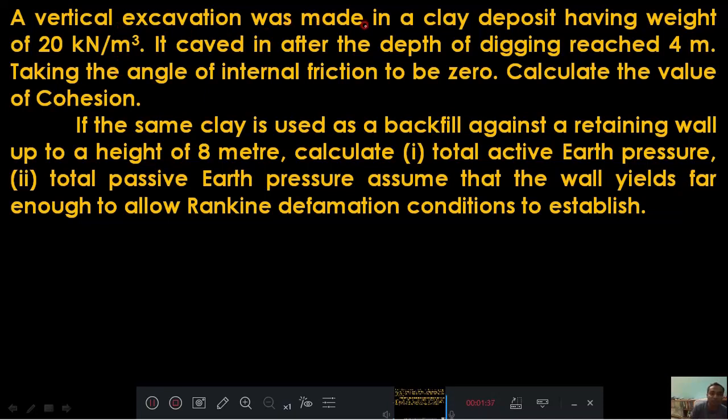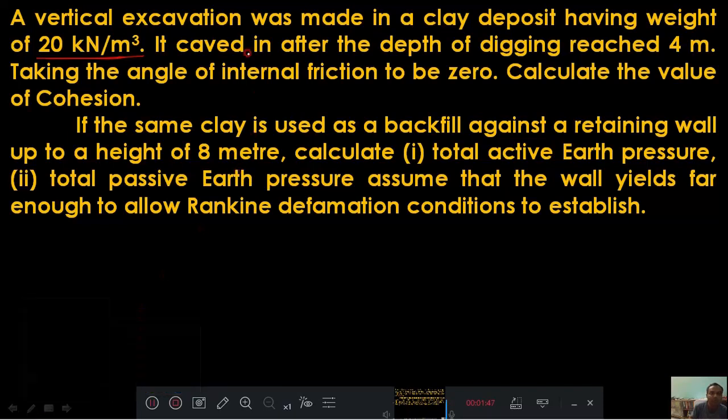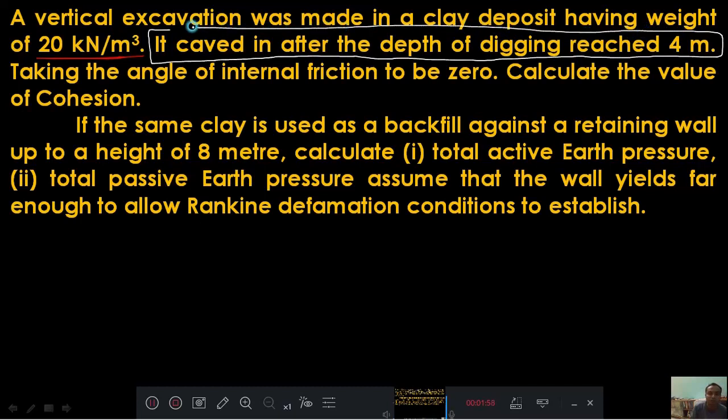Now, a vertical excavation was made in a clay deposit having a weight of 20 kilonewton per meter cube, and it caved in after the depth of digging reached 4 meter. This statement is very important, it is a twist. Taking the angle of internal friction to be 0, calculate the value of cohesion. Okay, the first part is given, calculate the cohesion.